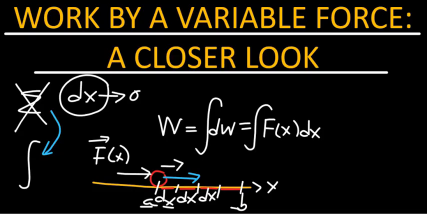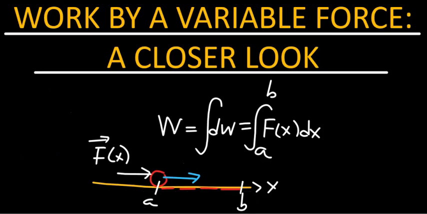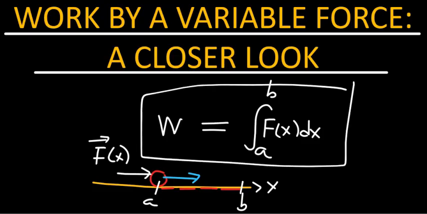Now let's come back to that integral formula that we have here. Since the lower limit of the x-coordinate is a and the upper limit is b, we have to write those limits in the integral, like that. So there we have it. The total amount of work done by that force on this object as the object goes from A to B is given by that formula.